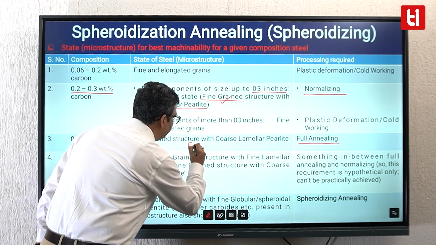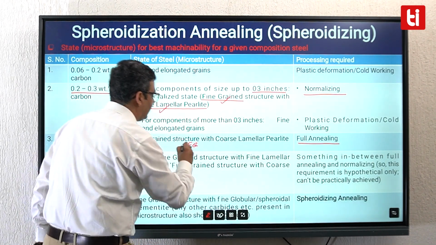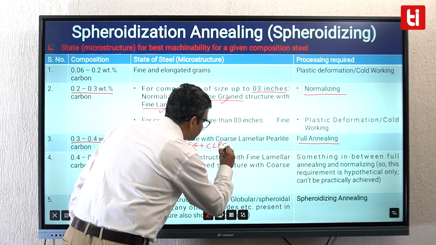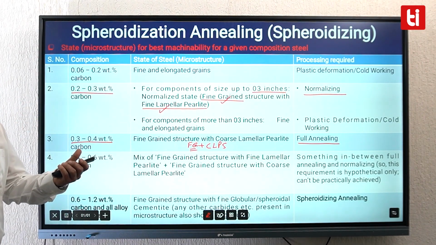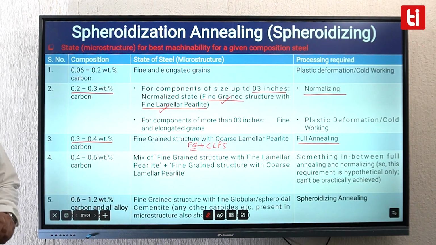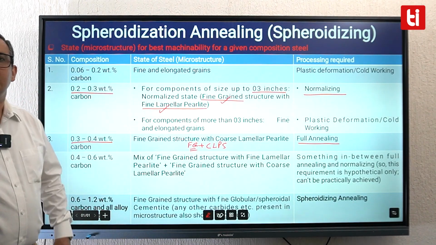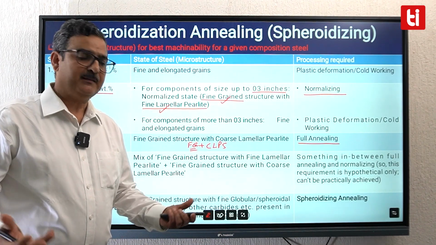Full annealing would bring, as we saw in the previous class, fine grains in them with coarse lamellar pearlitic structure, and this structure would slightly reduce their hardness, would induce softness and ductility in them. That is what was required for their better machinability. The purpose would be fulfilled.